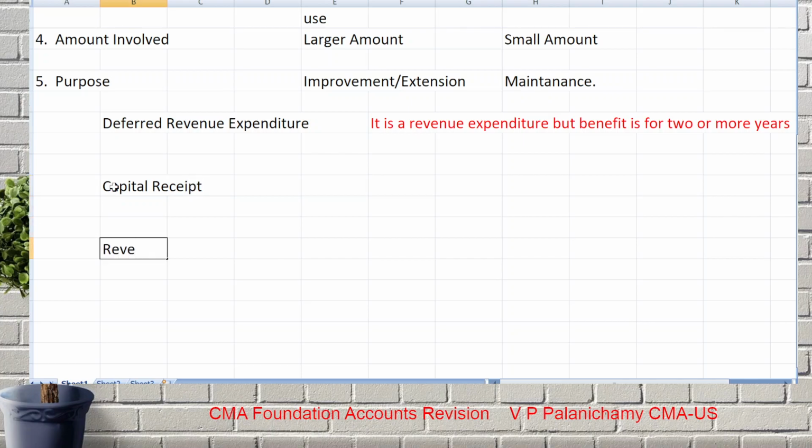Next, are they getting capital receipt? Revenue receipt. Listen to it, then you can copy. What is a capital receipt? It will have no impact on income. Capital receipts are two types. It results in either sale of assets or incurring a liability.